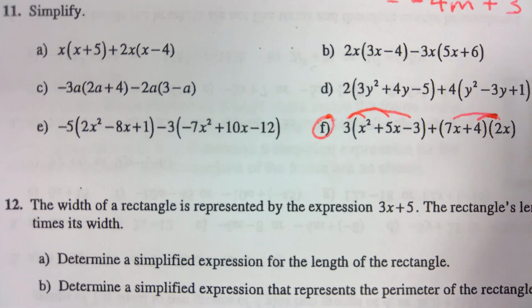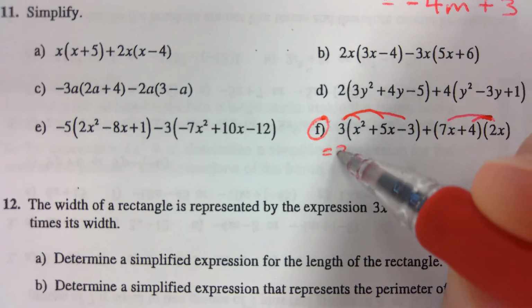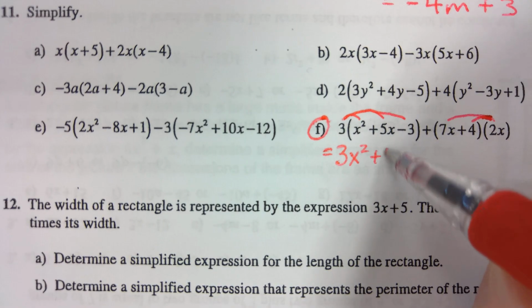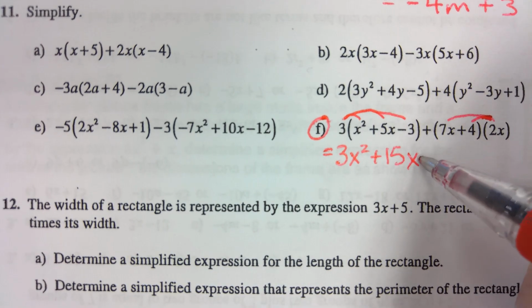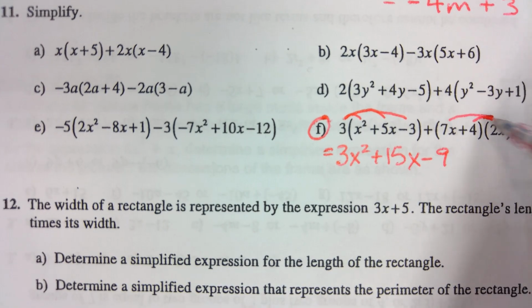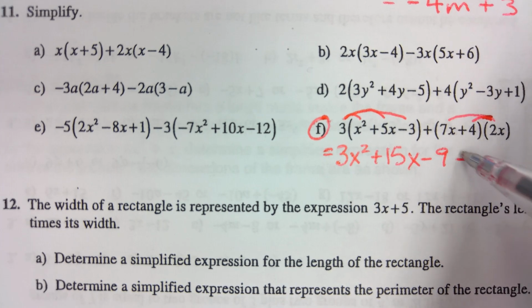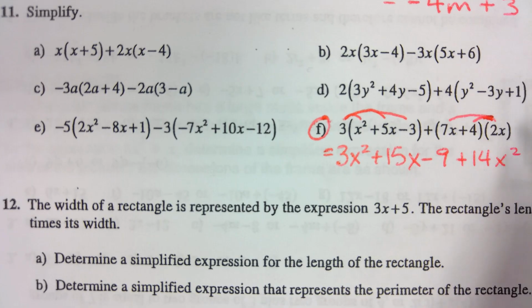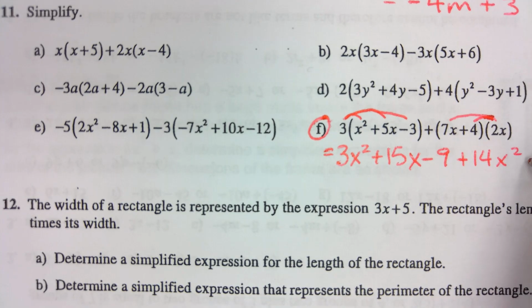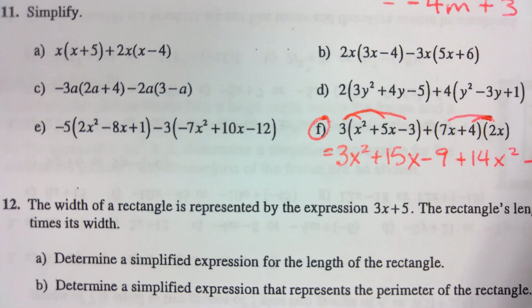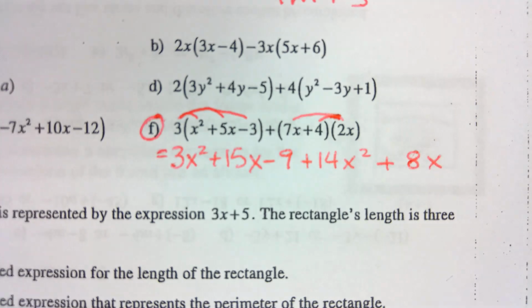Alright. 3x squared plus 15x minus 9. Okay. And then here's the tricky part. Plus 14x squared. That's right, because x times x is x squared. Plus 8x. Good.